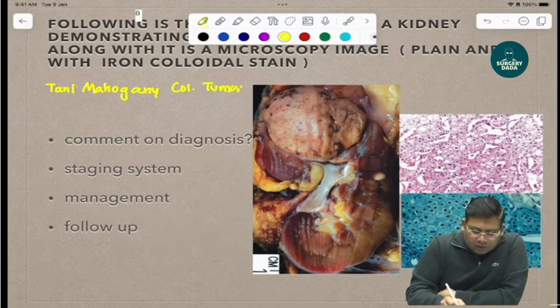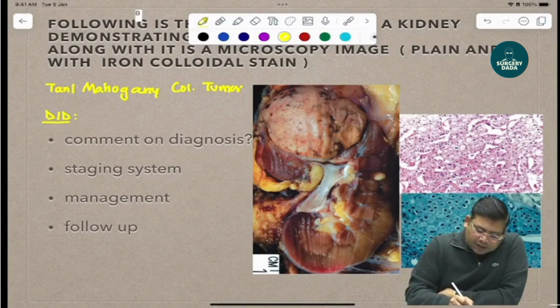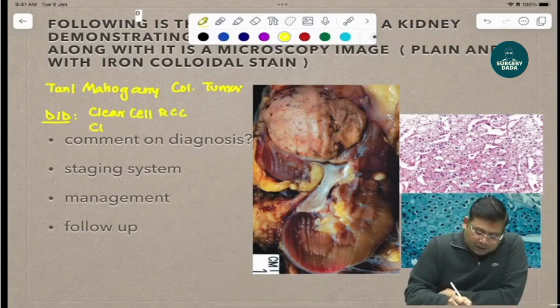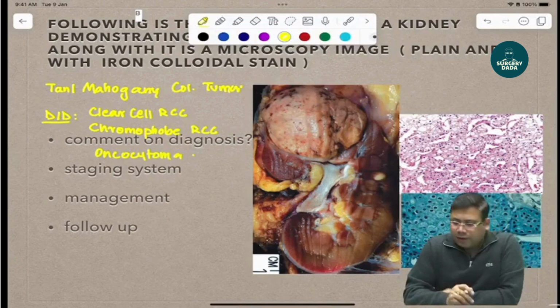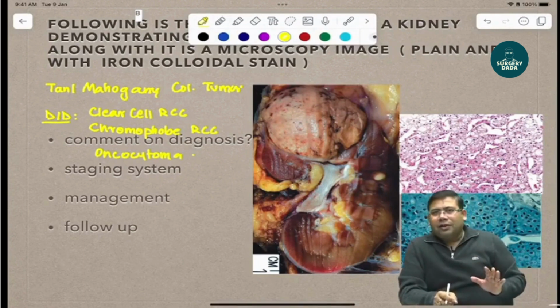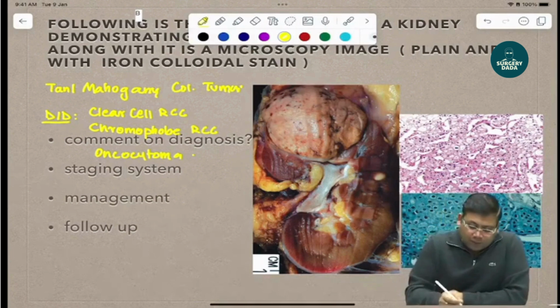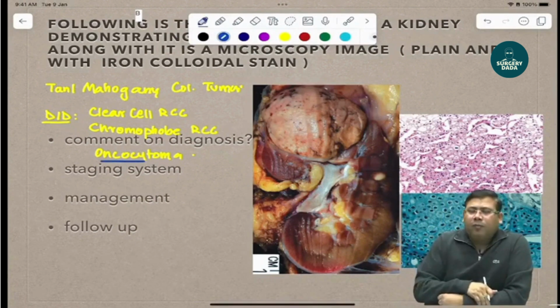So what are the differential diagnoses for this? Sir, I have one diagnosis: it could be a clear cell RCC. The second is that I think it could be chromophobe RCC. And the third is that it could be oncocytoma. Anything can be there. So this is the classical differential diagnosis. Amongst them, the oncocytoma is a benign entity, clear cell and chromophobe are malignancies.